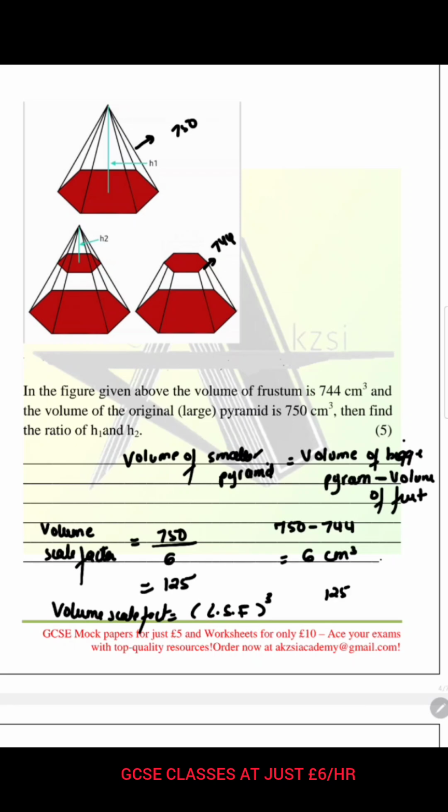So 125 is equal to L cubed. From here, taking the cube root on both sides, it will give me 5. That means if I divide H1 and H2, it will give me 5. That's what the length factor is. So H1 over H2 is 5, and that's the answer.